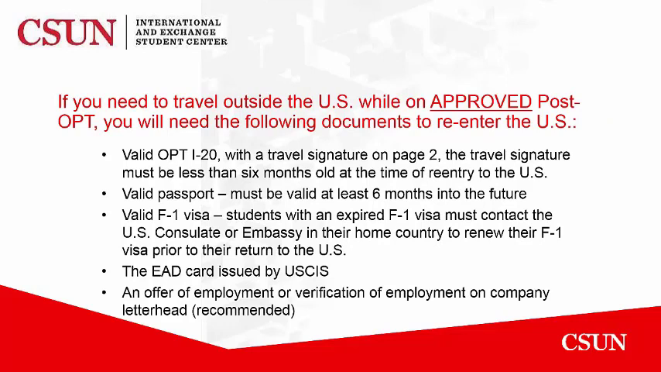If you need to travel outside the United States while on approved post-OPT, you will need the following documents to re-enter the United States. Valid OPT I-20 with a travel signature on page 2. The travel signature must be less than 6 months old at the time of re-entry to the United States. Valid passport. Your passport must be valid at least 6 months into the future.